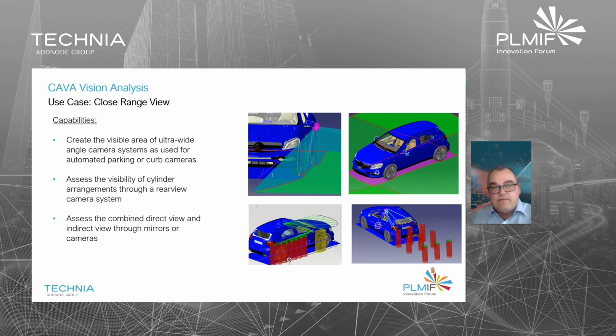Okay, I'm coming to the next area. This is more looking at the close range view. Capabilities here in CAVA also include the camera sensor view. In the upper left picture, you see a very wide angle camera, so far more than 180 degrees. CAVA can simulate and calculate the vision cones. As a result, on this picture you will see the green range that is visible from the sensor, and you see it can even look a little bit below the car.